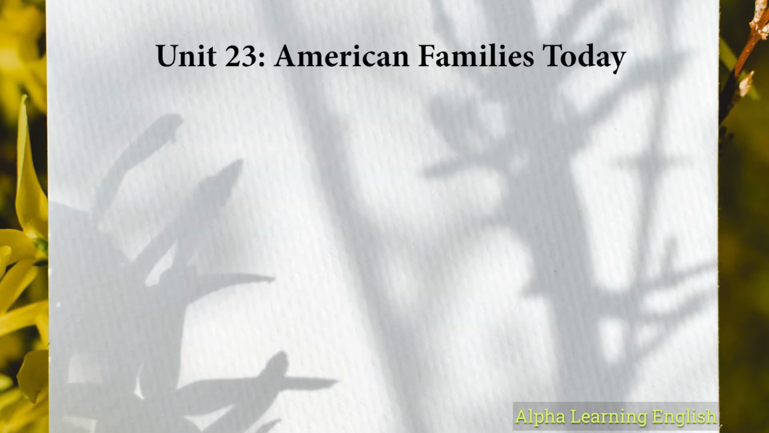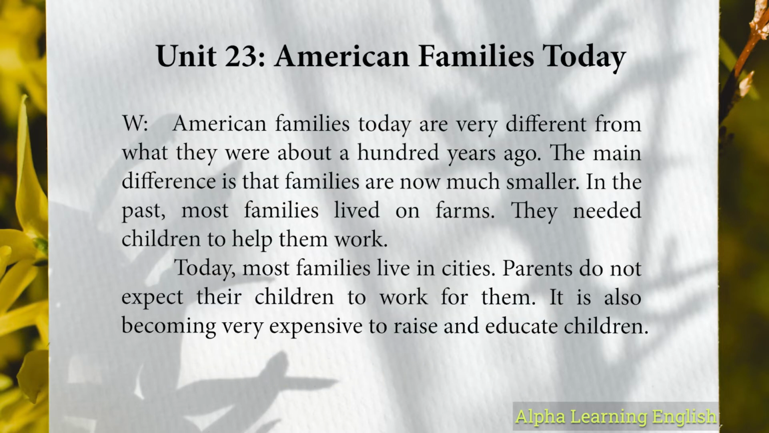Unit 23. American Families Today. American families today are very different from what they were about 100 years ago. The main difference is that families are now much smaller. In the past, most families lived on farms. They needed children to help them work. Today, most families live in cities. Parents do not expect their children to work for them.